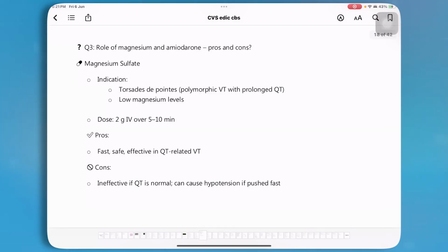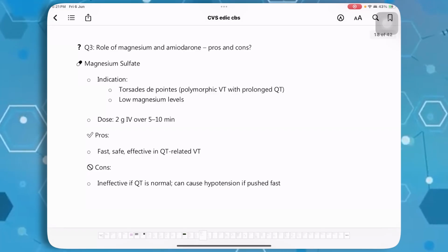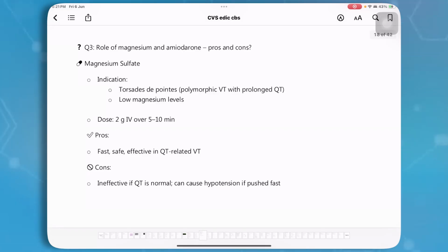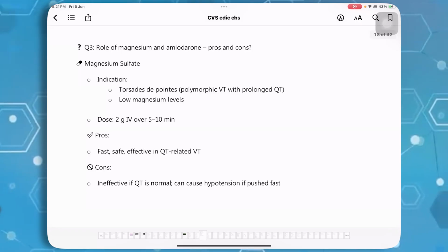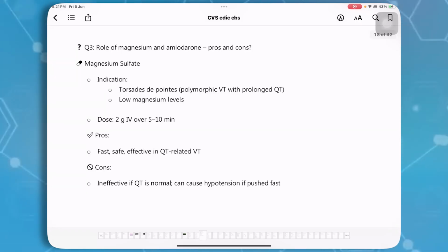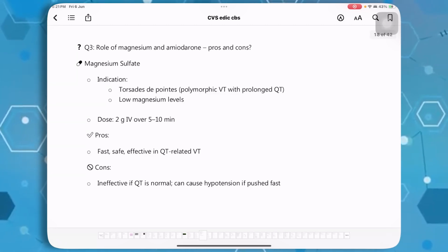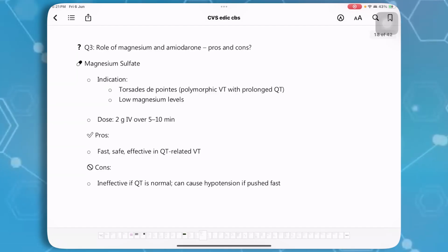The drawbacks are it is ineffective if the QT is normal and can cause hypotension if it is pushed really fast. In case of a torsades de pointes, we are not concerned because anyways the patient will die, because torsades is a very resistant kind of arrhythmia. It doesn't respond to amiodarone, doesn't respond to xylocard, it sometimes doesn't respond to defibrillation also. So magnesium is what corrects it immediately.